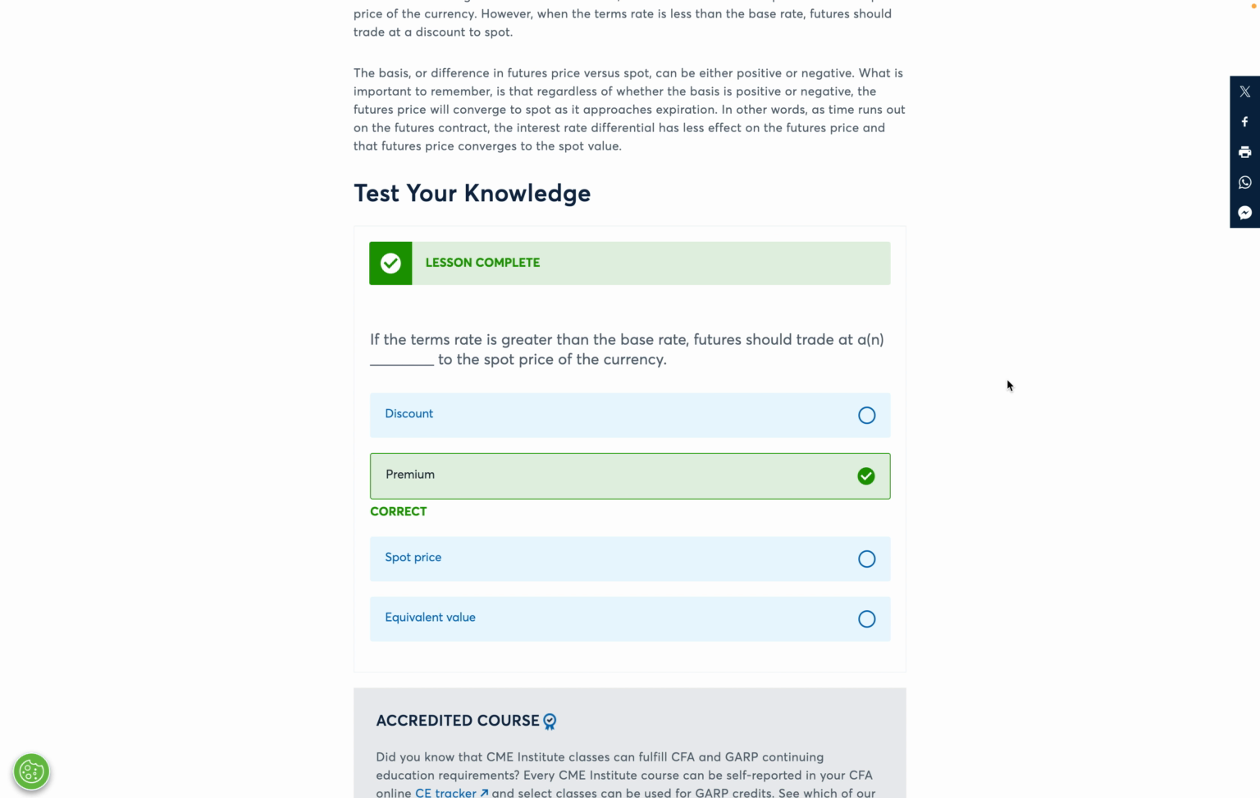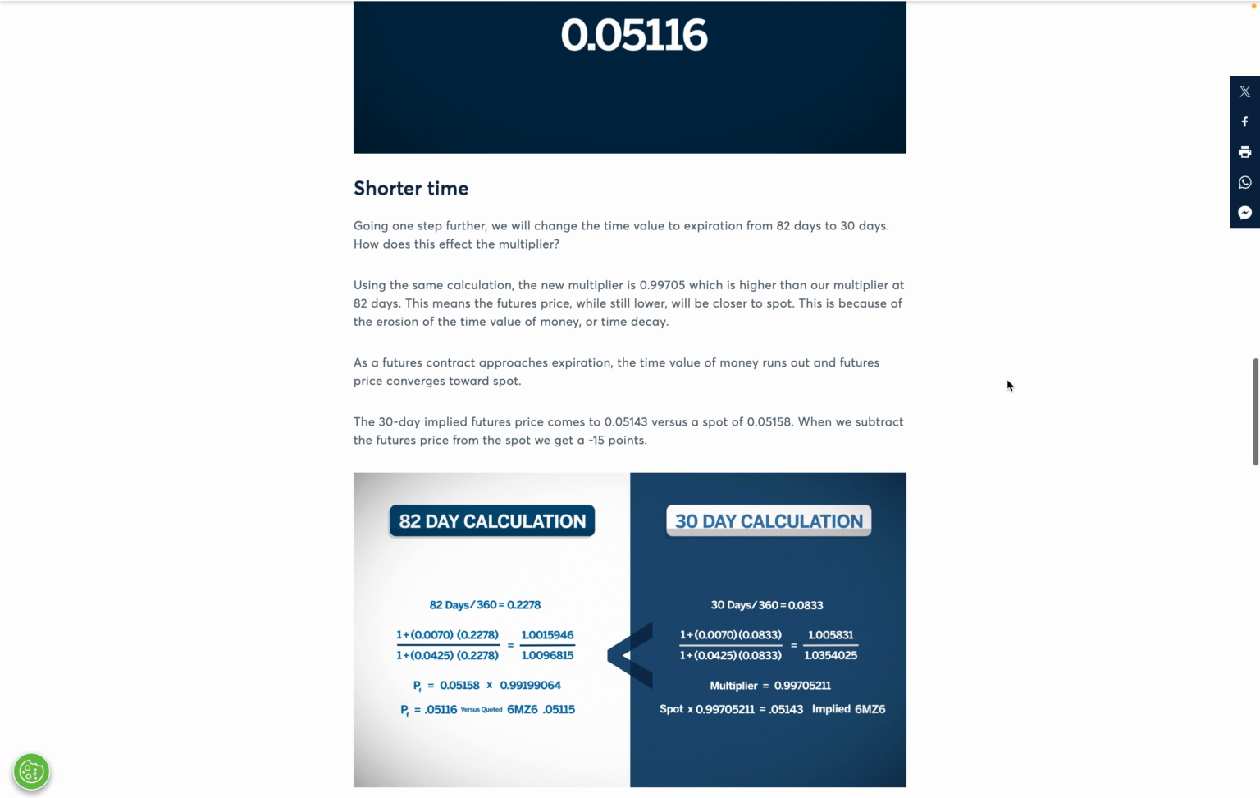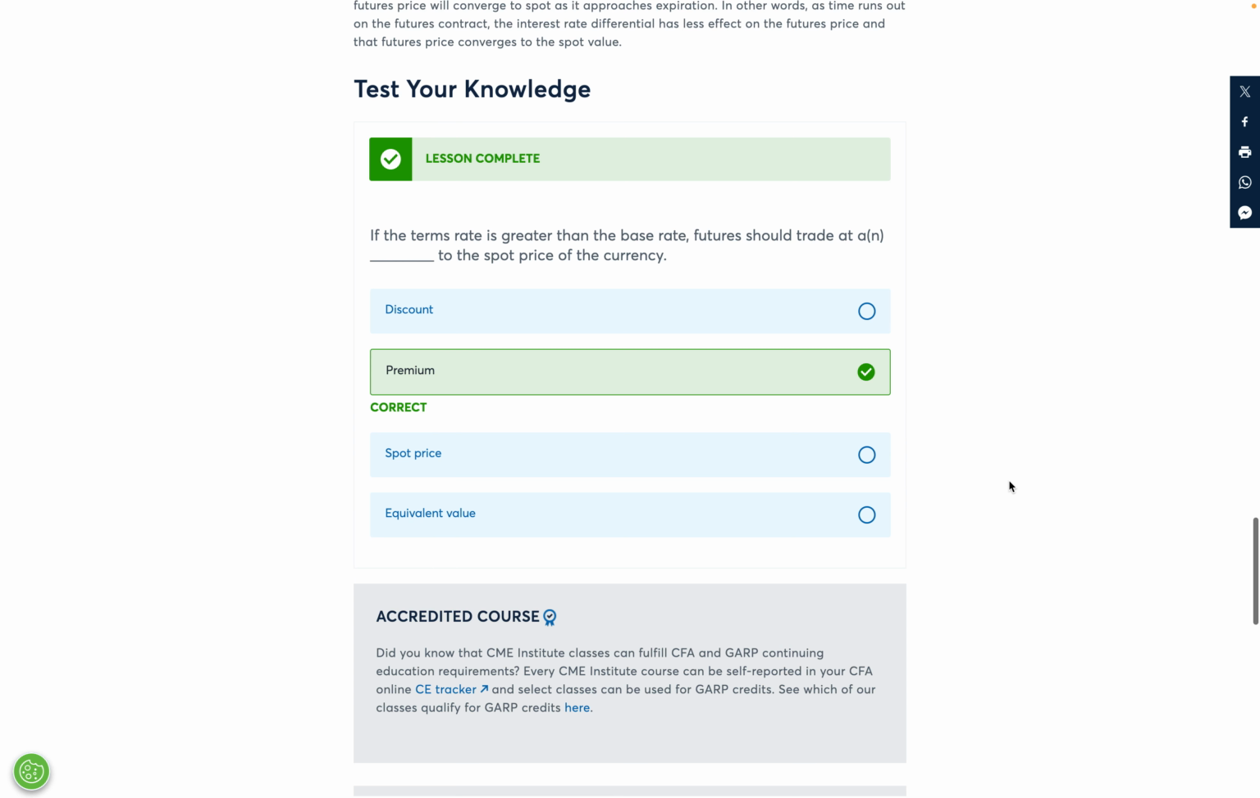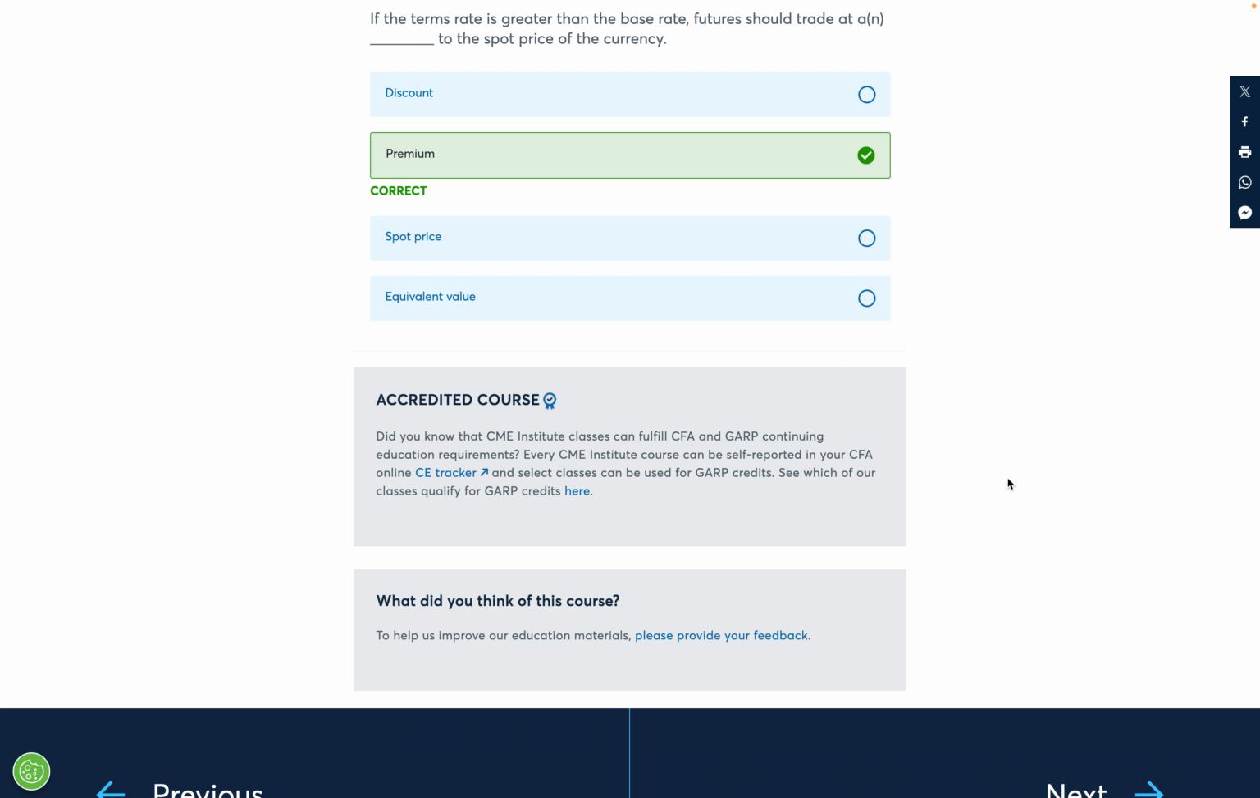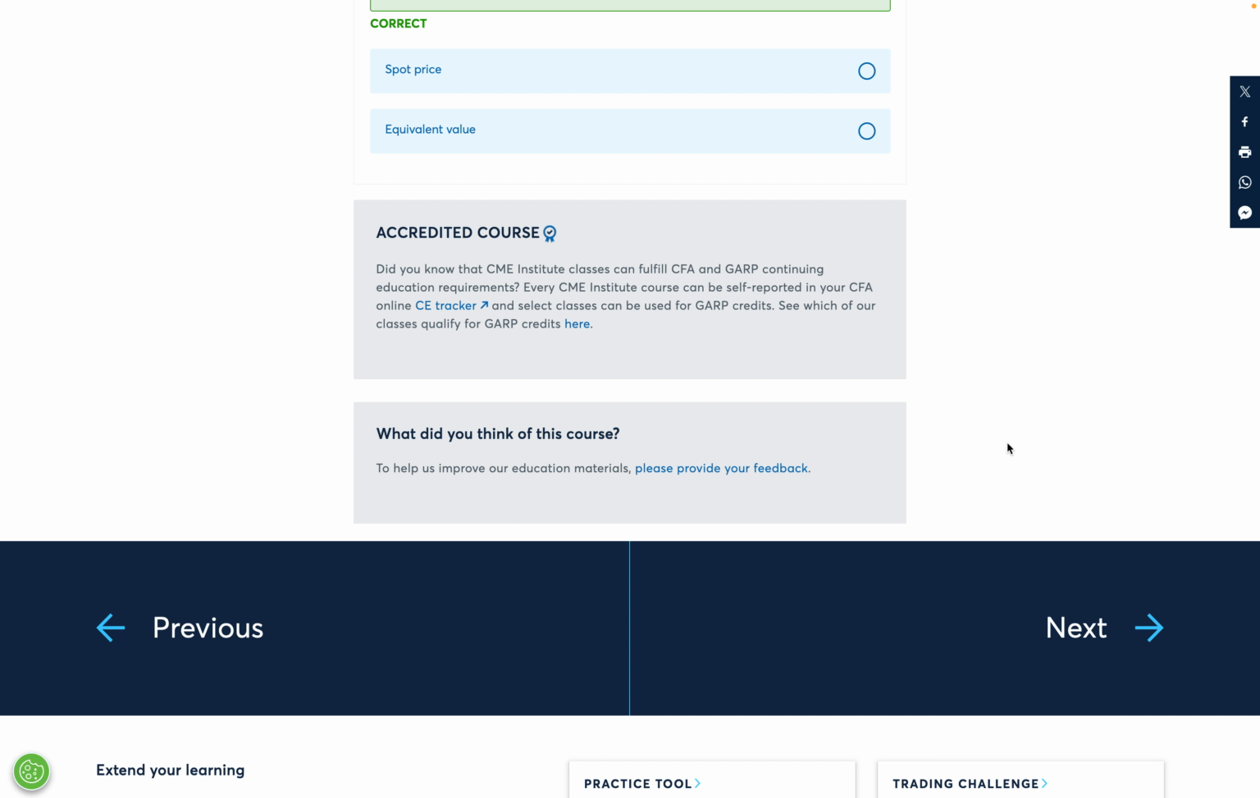This means to be in premium. No, wait. No, it's a negative basis points, which means that it will be in premium. If it's positive basis points, it will be trading at a discount. Okay, I think I've got it now. Super interesting.